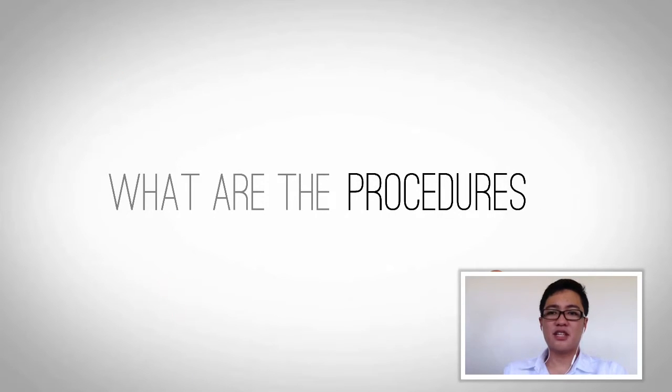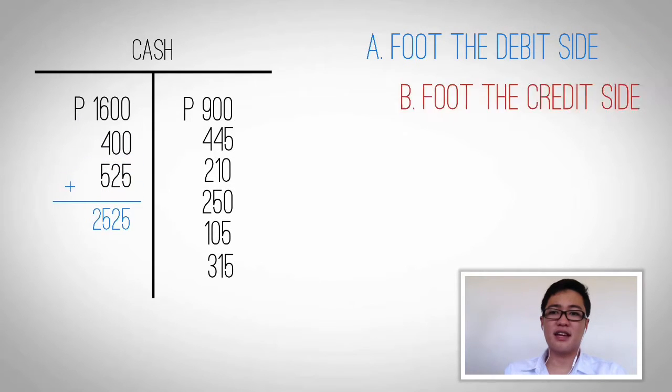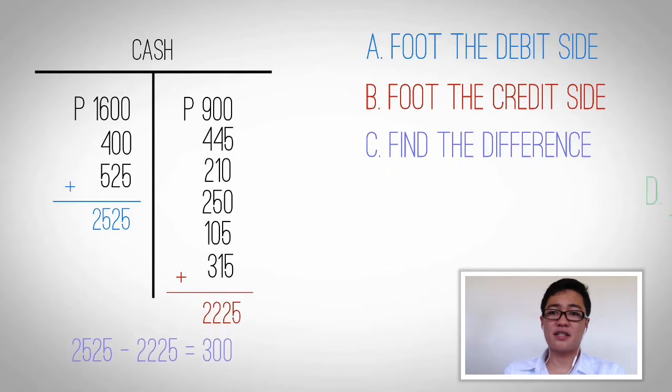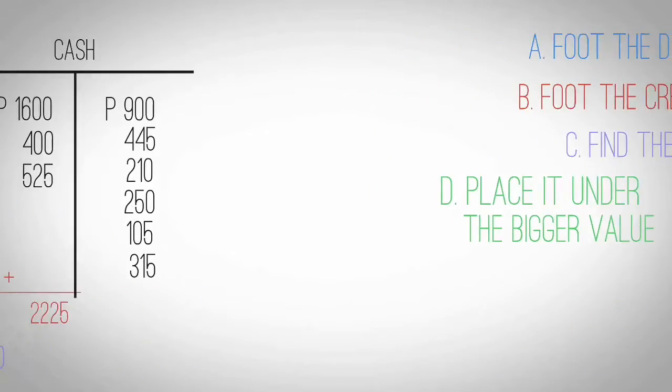What are the procedures? The first step is to flip the accounts. If there are more than one values in the debit and the credit side, you must first find the sum of each side. Find the difference of the two sums wherein the bigger value must be first. In order to avoid a negative result, place the difference under the side with the bigger sum, and this will determine the type of open balance.